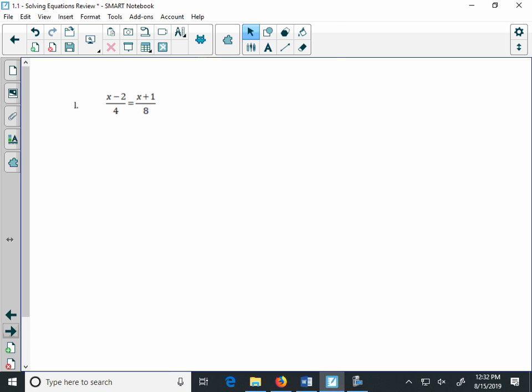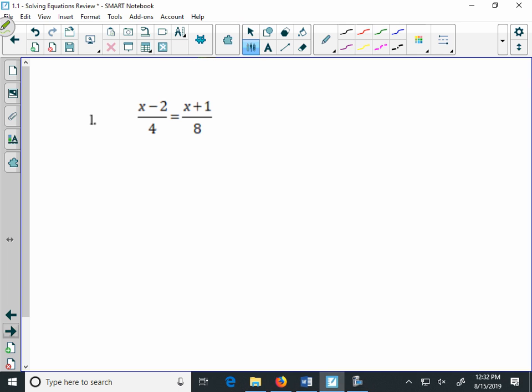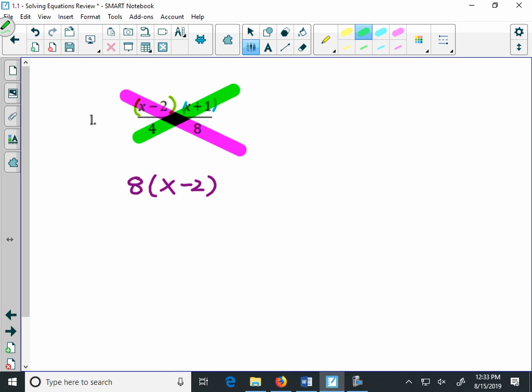Same thing here. We have this binomial in the top. Put parentheses. We have this one in the top as well. Put parentheses. And then what do we have to do to solve? Cross multiply. Again, we're multiplying the 8 with the x minus 2. Here, we're multiplying the 4 with the x plus 1. Multiplying the whole thing by those numbers.